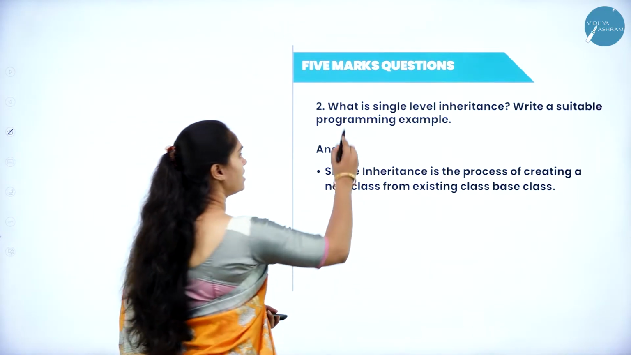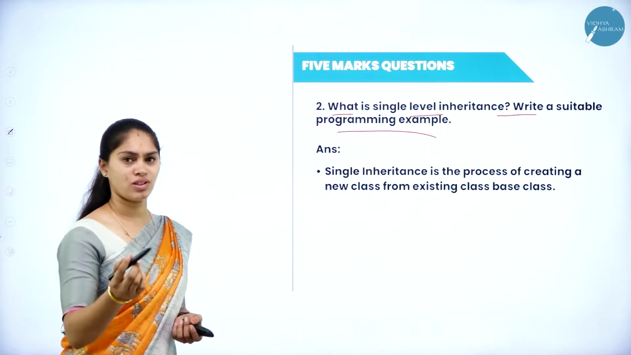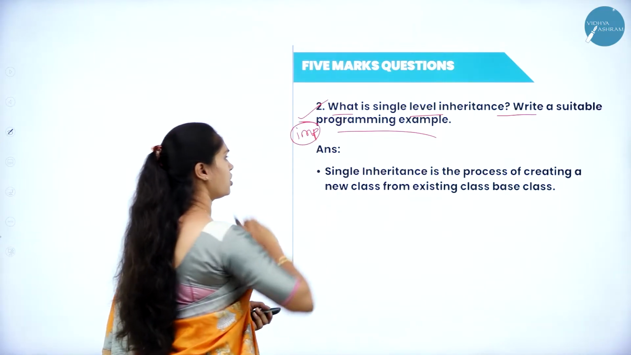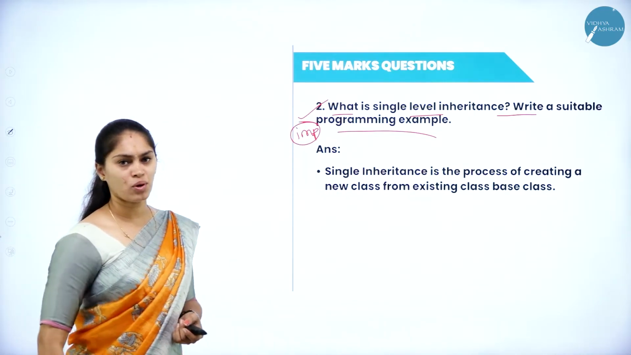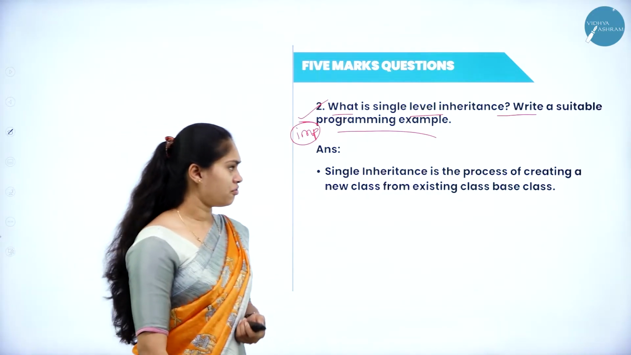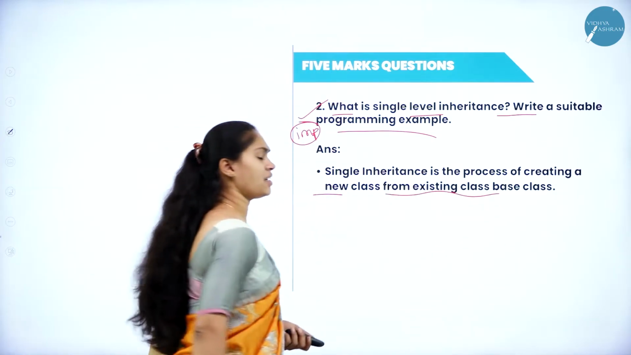So next, what is single level inheritance? Write a suitable programming example. This is what was asked in the board paper, a very important question. You have to learn only one program from this chapter, that is single level inheritance. We already know the definition of single level inheritance: creating a new class from an existing base class.